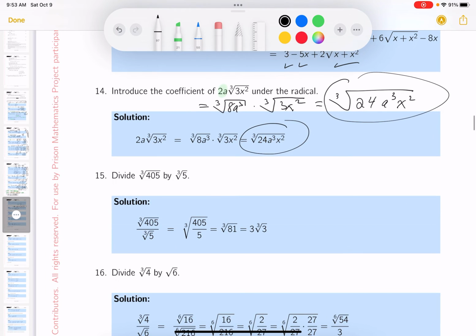All right, this one over here, they want me to divide. I'll write this down for you. They want me to divide the cube root of 405 by the cube root of 5. Let's see if we can do that. I would write it as a cube root of 405 over 5. I'm going to divide through.